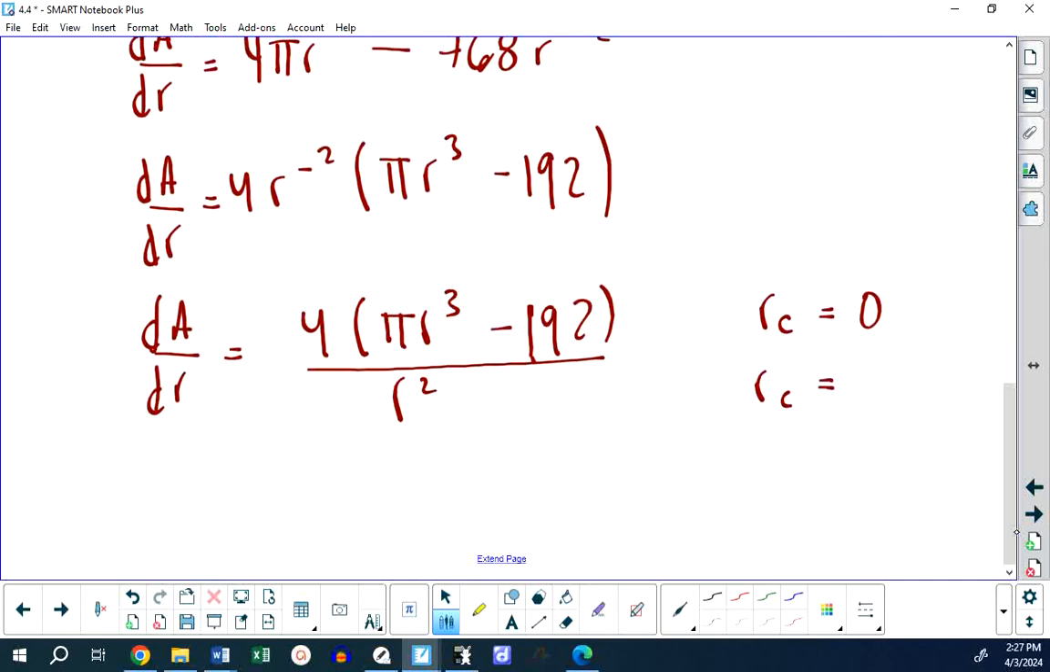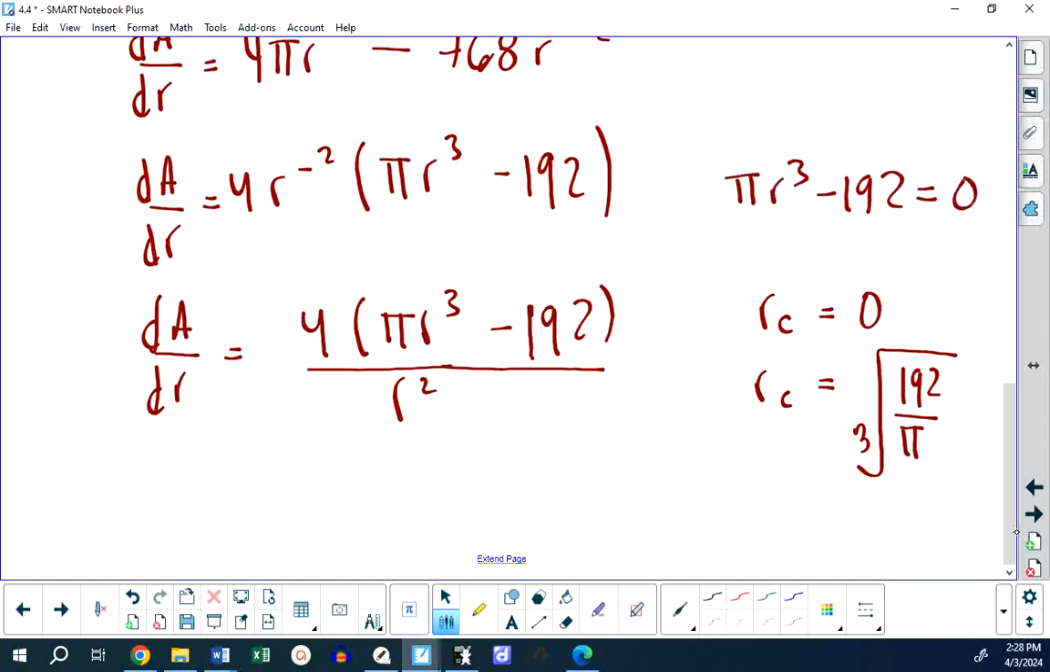And the other critical value of r is the cube root of 192 over pi. And I did start today at some point saying I highly recommend not setting something equal to 0 on paper, but you might need to do that here.